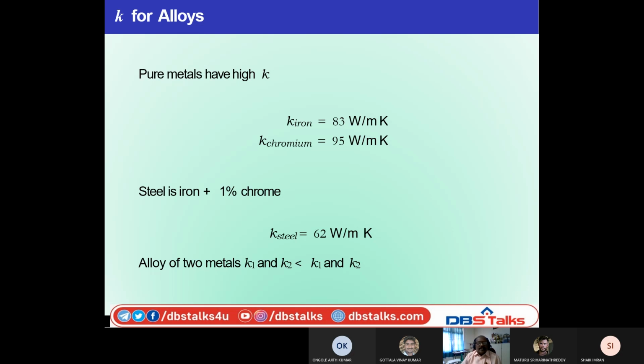So pure metals have high k value, that is, high thermal conductivity. Iron has 83 watt per meter Kelvin. Chromium has 95. And steel is not a pure metal. Steel is iron plus chromium, and it has 62. So pure iron has a very high k value. And for alloys of two metals, K1 and K2, K2 is less than K1.